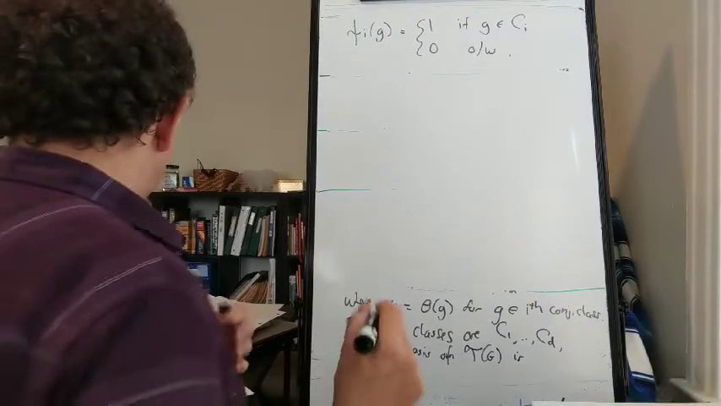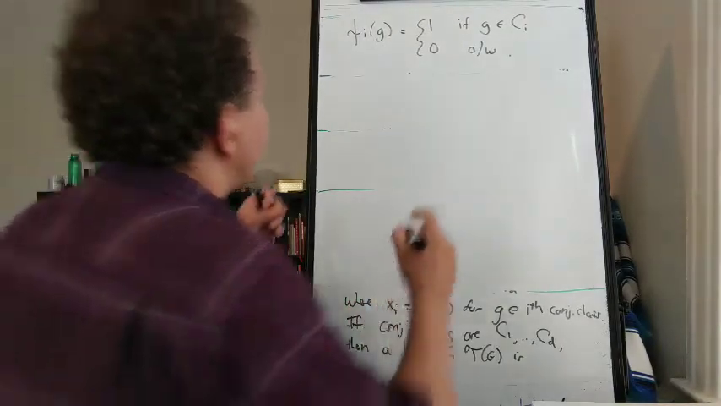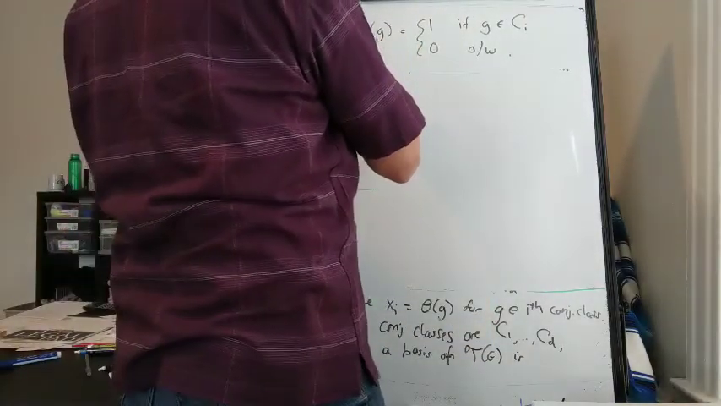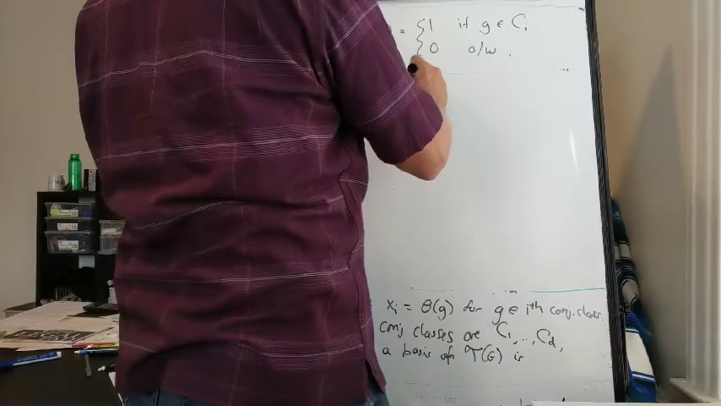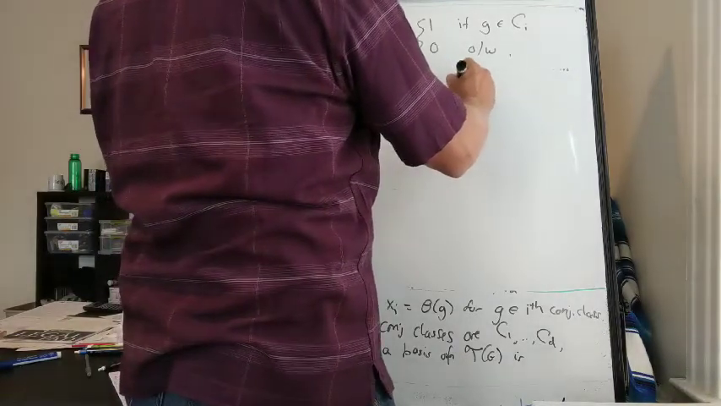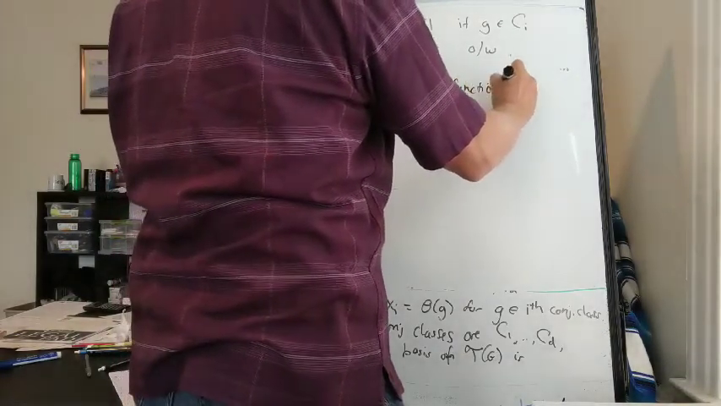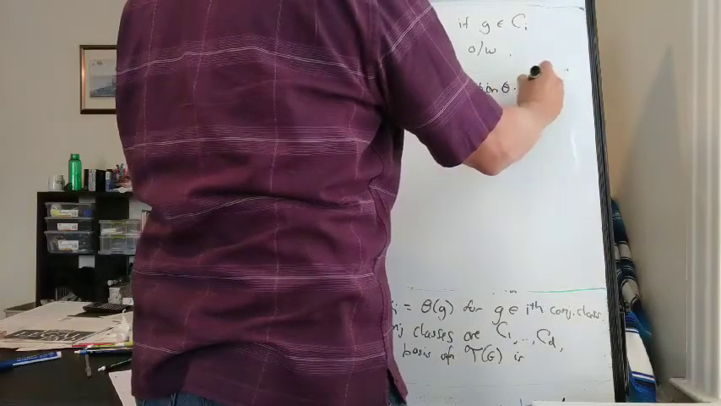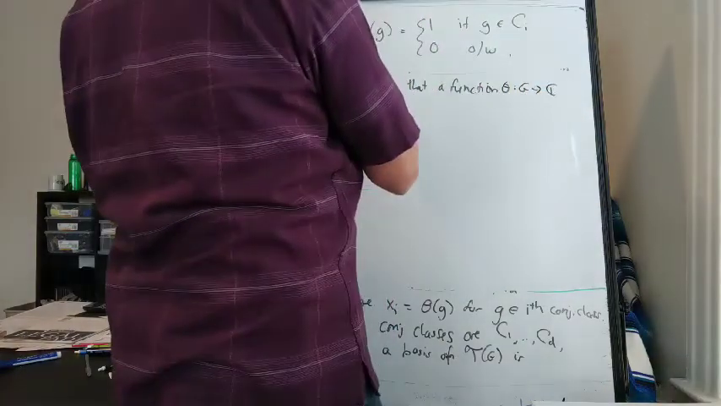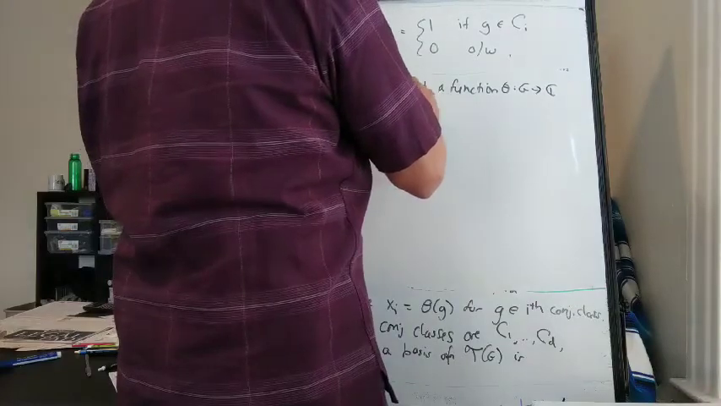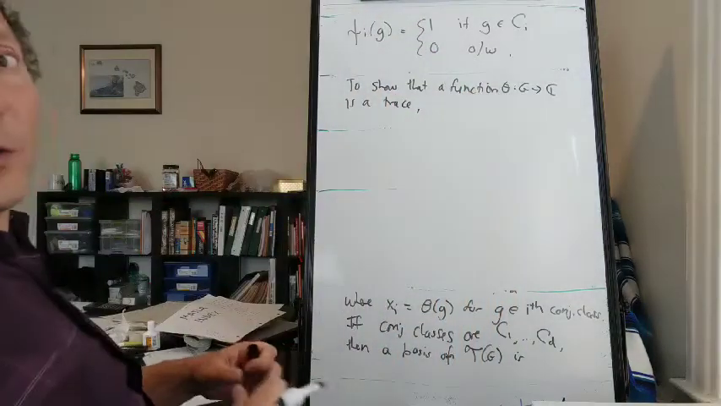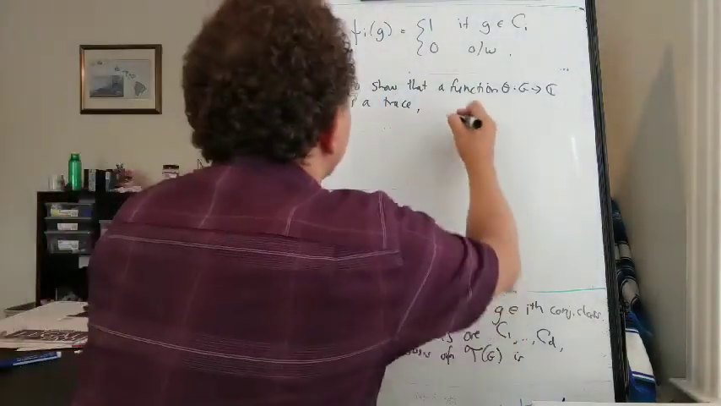Now, to show that a function is a trace, let's say we have a function theta from G to C. It's sufficient to show that it's constant on conjugacy classes.